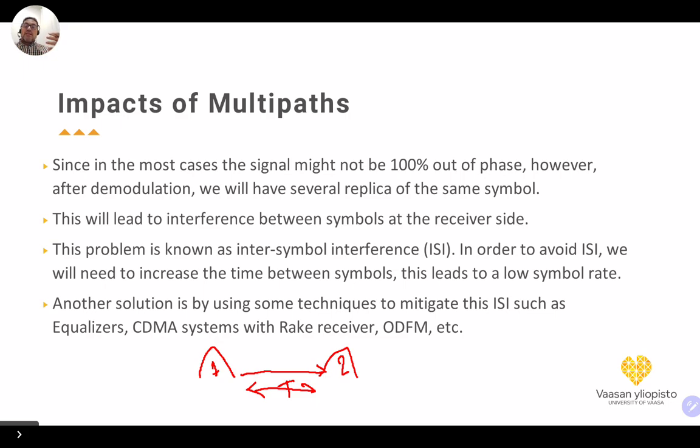This is the problem in old systems: we were not able to send very high data rates, because if you send the second symbol here, it will interfere with the first symbol at the receiver side, and then the communication will collapse or fail. But by introducing the new technologies, as we will see, this problem has been handled successfully.